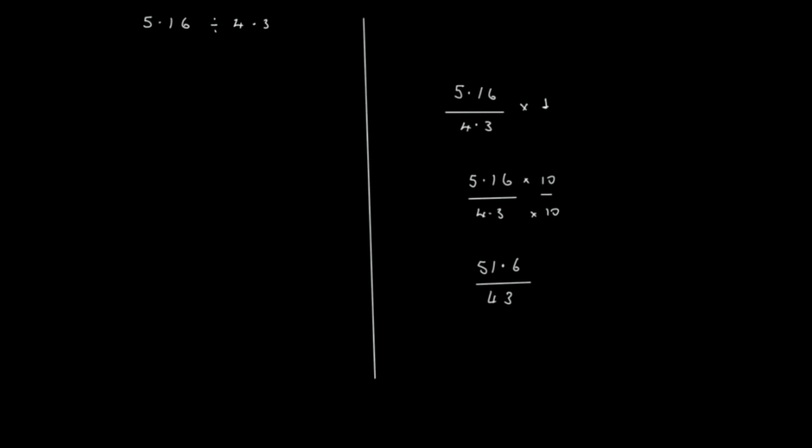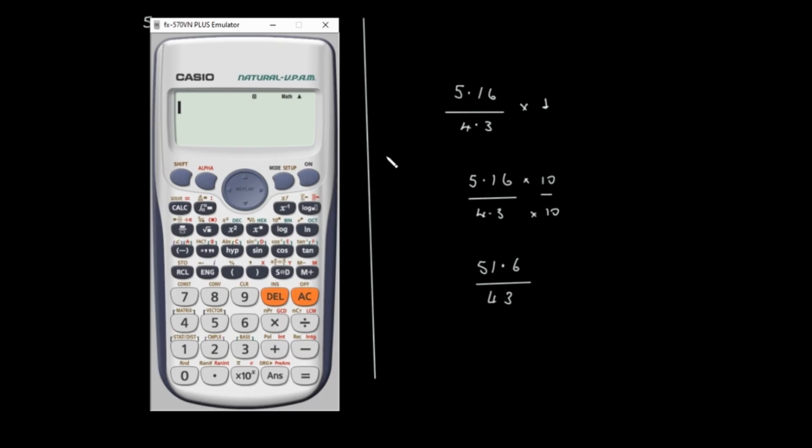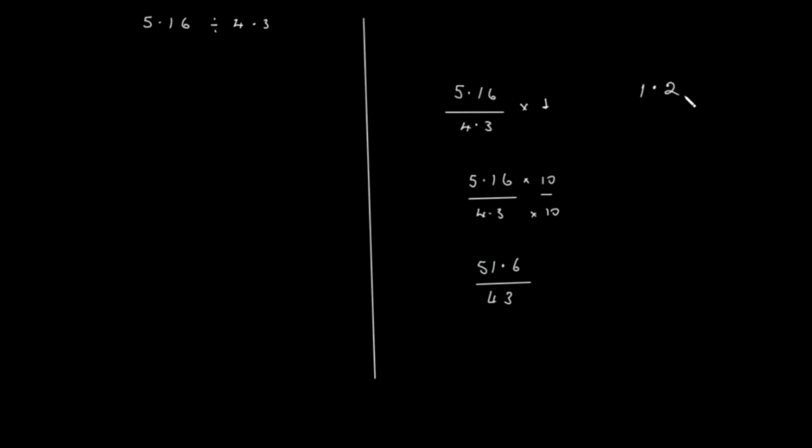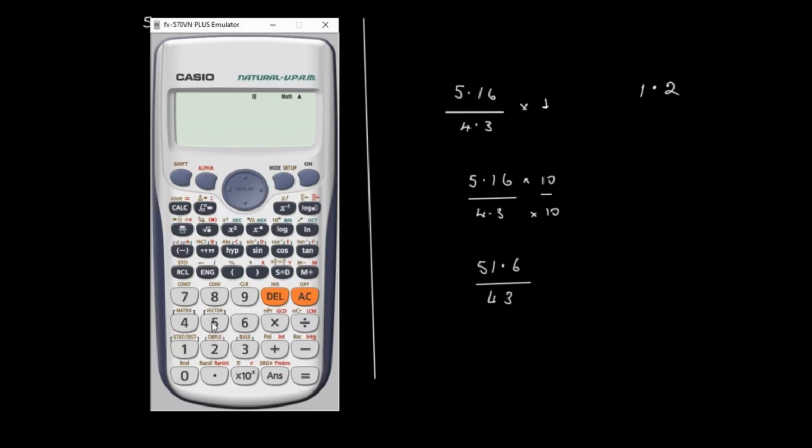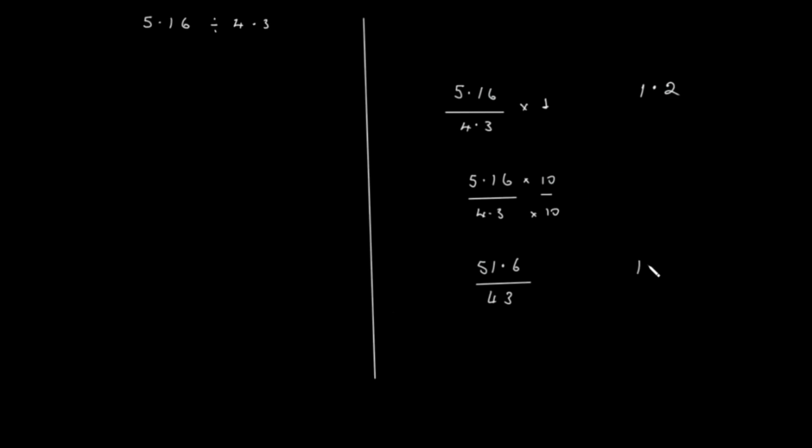Here we go, faithful calculator. First, doing this one here, we have 5.16, and I want to divide that by 4.3, and that gives me an answer of 1.2. Okay, so now let's look at this one and clear that lot. 51.6 divided by 43, and we get the same answer. So you can do this.